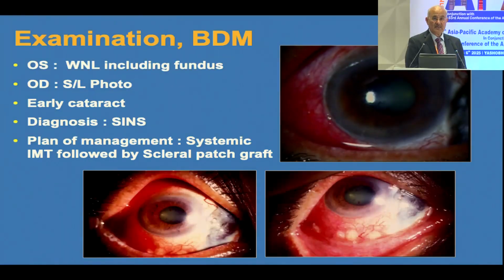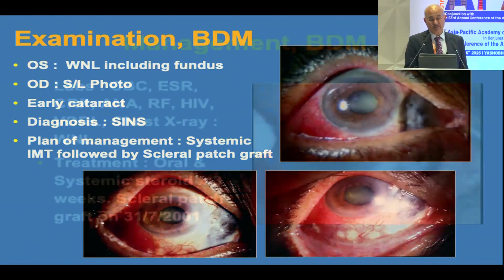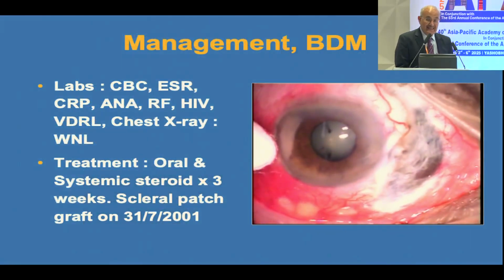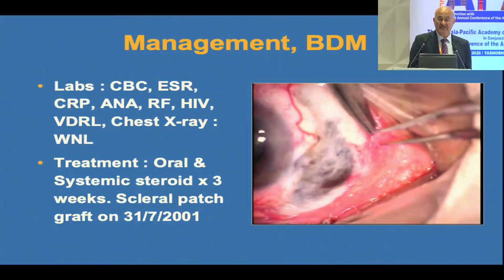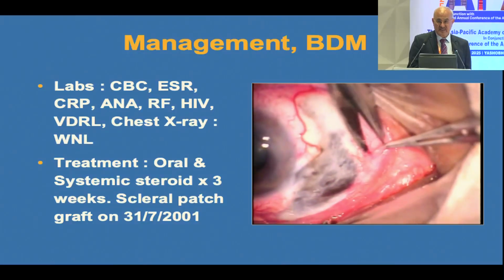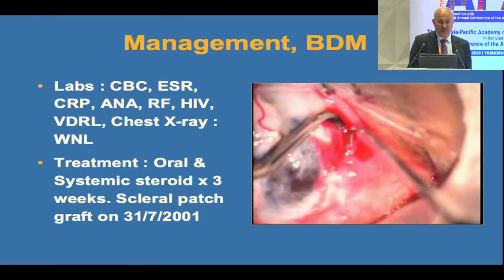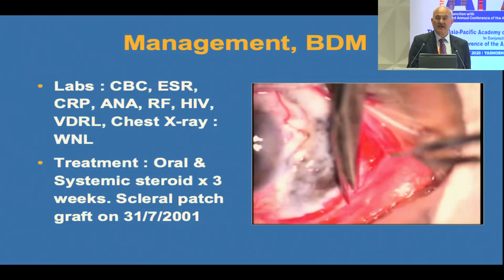And then the panic is, oh, I need to do a scleral patch graft, which I think is not a good idea. Because if you put a graft in a patient who has active inflammation, the graft will also melt. Therefore, it's very important that you treat it immunologically, with immunomodulation, and only then do something. In this patient, he received systemic cyclophosphamide, systemic steroid, IV methylprednisolone, and then he underwent a scleral patch graft.